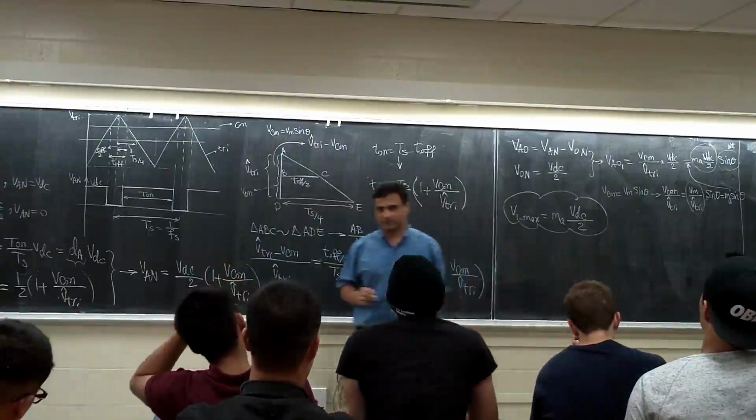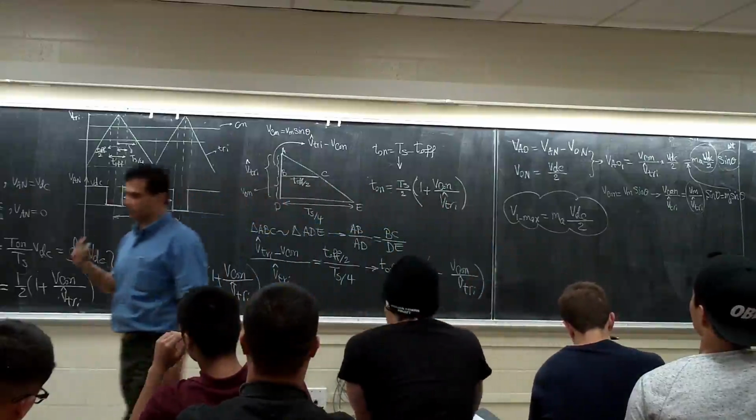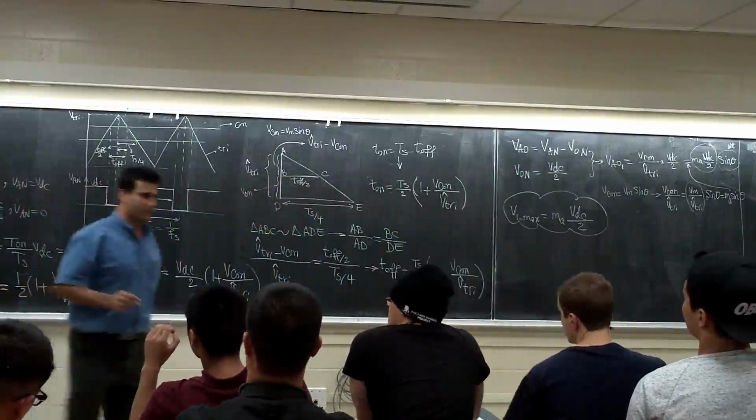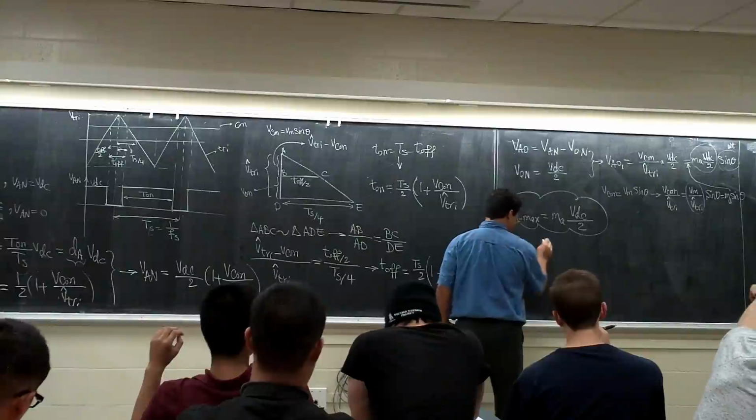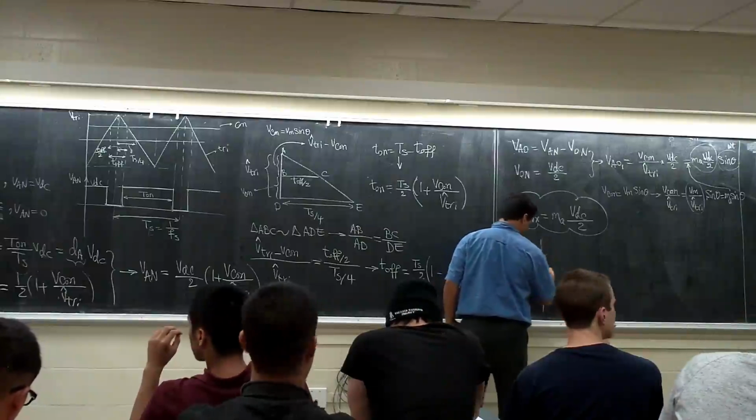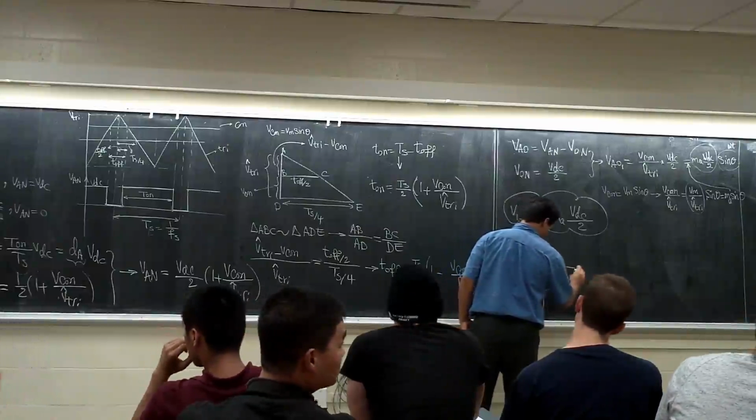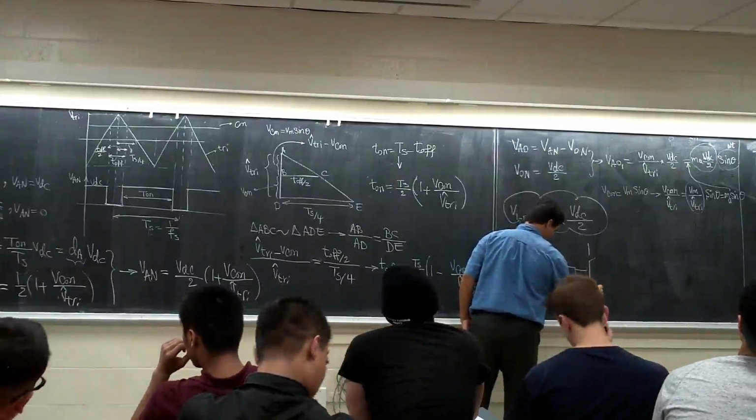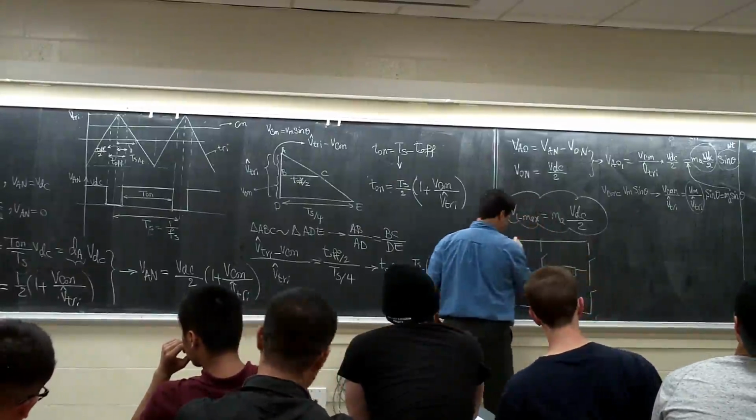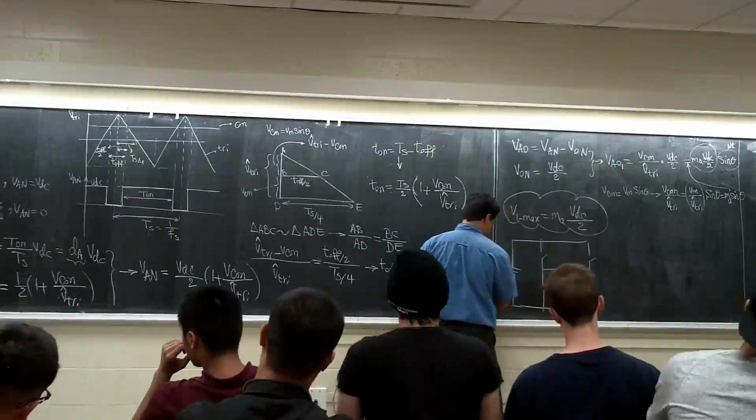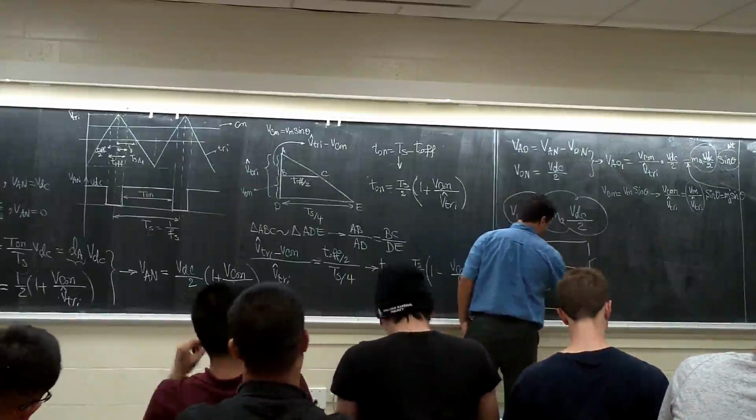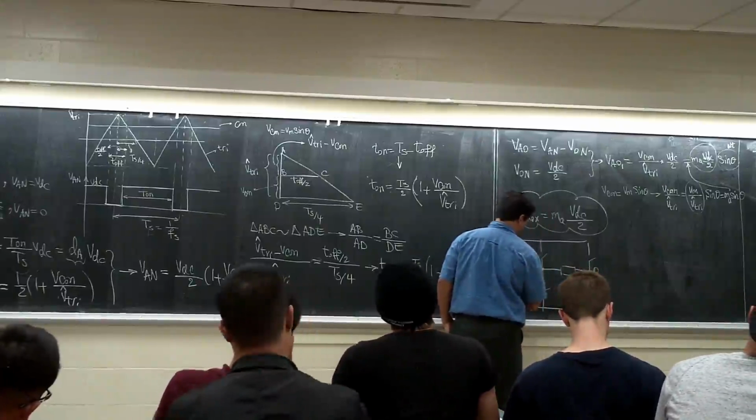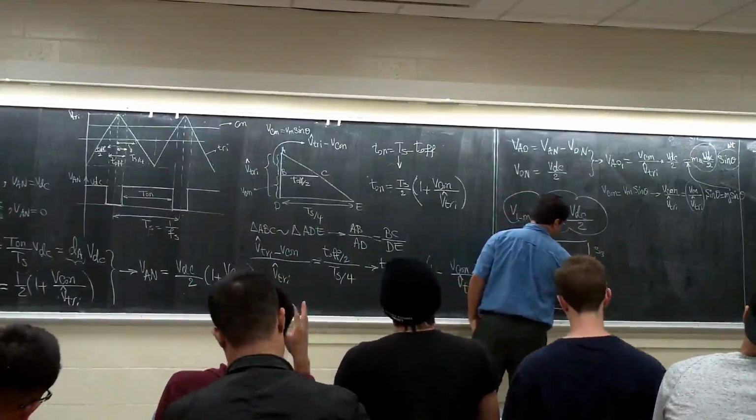This one was a half bridge. Let's look at the full bridge quickly. It's going to be very fast. This is a half bridge. This is a full bridge. Let's call this one A, this one B, S1, S2, S3, S4.